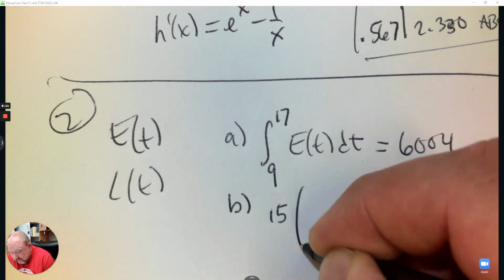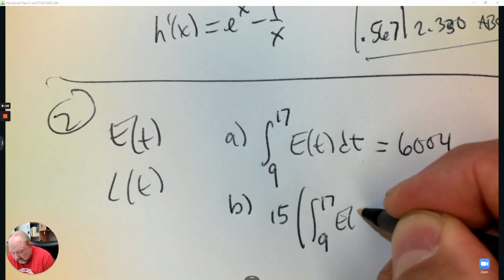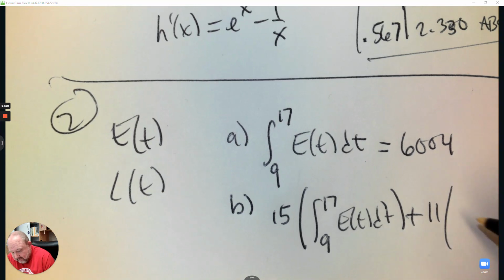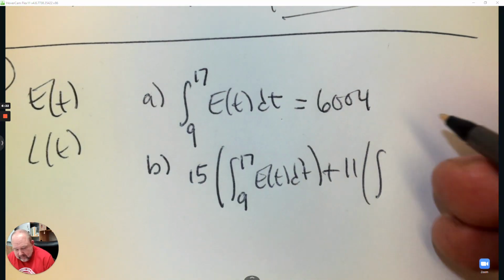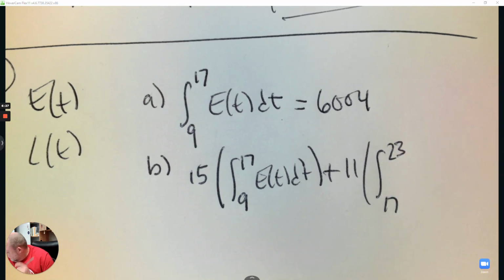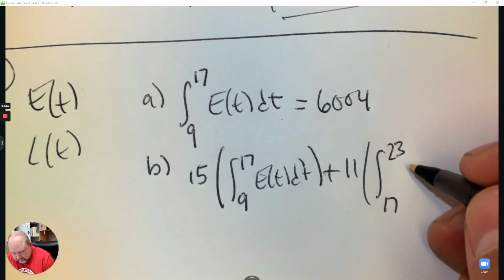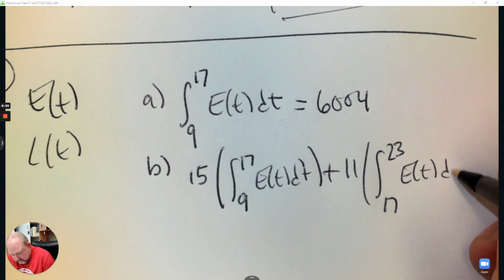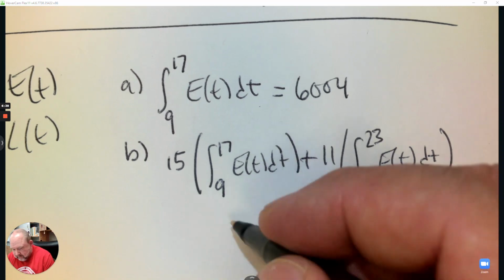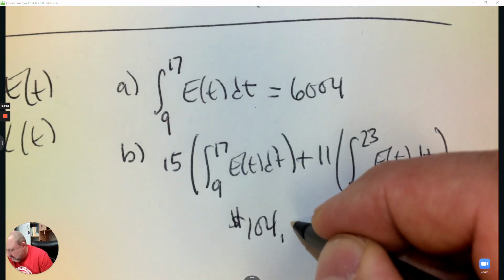So we're going to go 15 times what we just did. That's how much it costs. Plus, now it's $11. Now, how many people are going to be there times that? That's 17 to, it closes, which is what, 23? And then type this in your calculator for how much money that would be. And that would be $104,048.